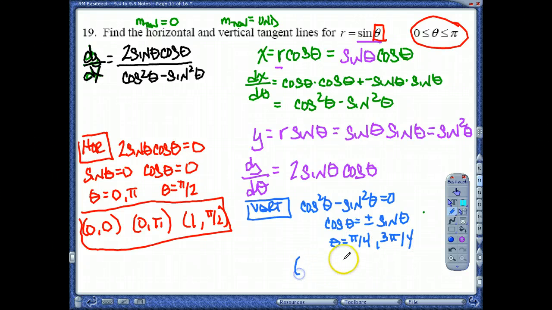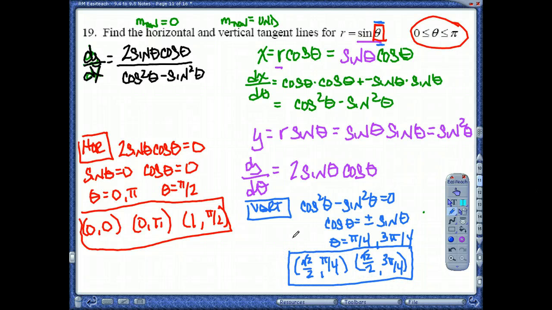Once again, we're going to put them in the form of points, r theta. So 3 pi over 4 and pi over 4. We're going to plug those values right in here for my theta. So sine of pi over 4 is square root of 2 over 2. Sine of 3 pi over 4 is still square root of 2 over 2. So these are the points where I have a vertical tangent. So tangents, you're talking about derivatives.